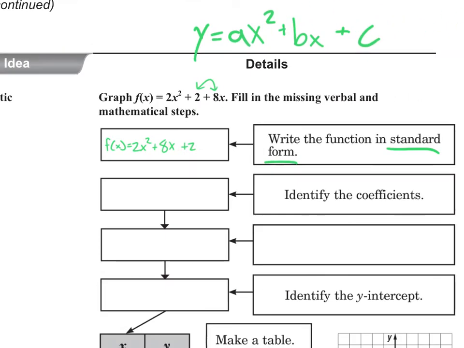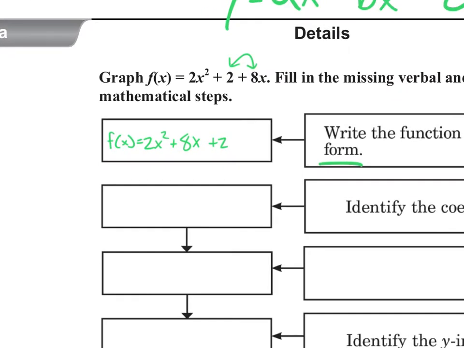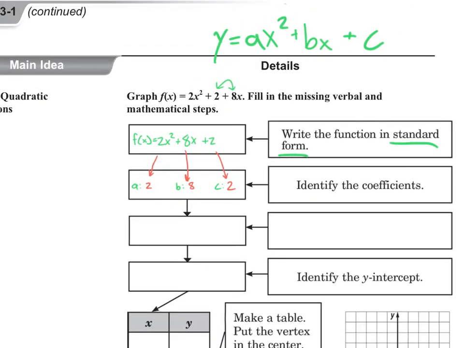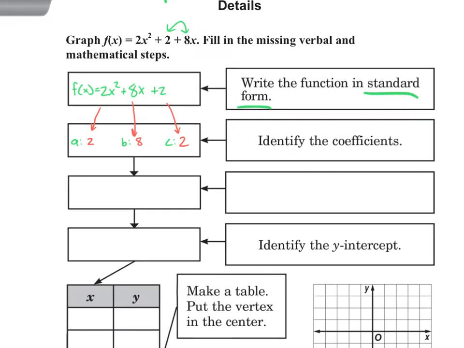And the reason that we need to do this is because when we're working with quadratics, we're going to use formulas that are going to use the a, b, and c values. So here, our a is 2, our b is 8, and our c is 2. The main reason we need those is the formula to help us find the vertex.